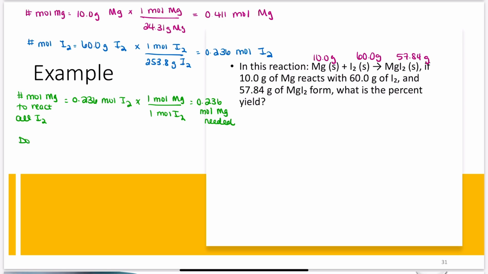Do I have enough magnesium? Yes, I do. So I don't have to do the calculation the other direction. I'm going to go ahead and label these. This is going to be my excess reactant, and this is my limiting reactant. I'm now going to use my limiting reactant to determine my theoretical yield.